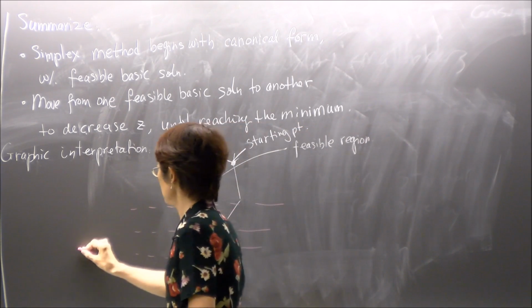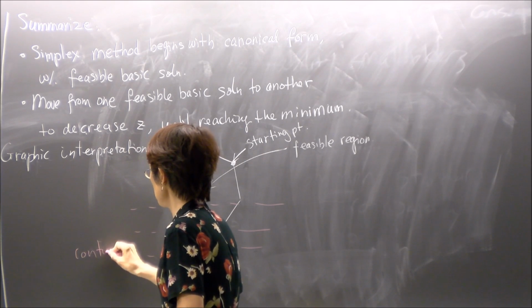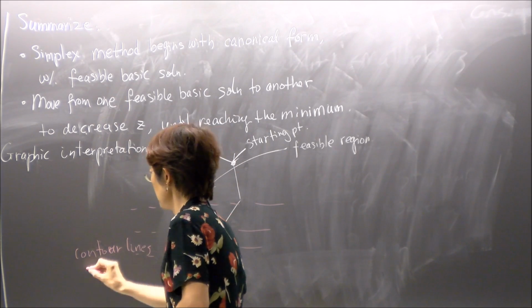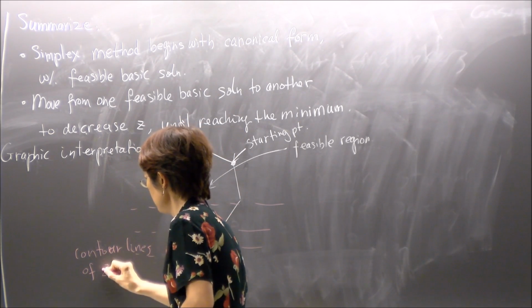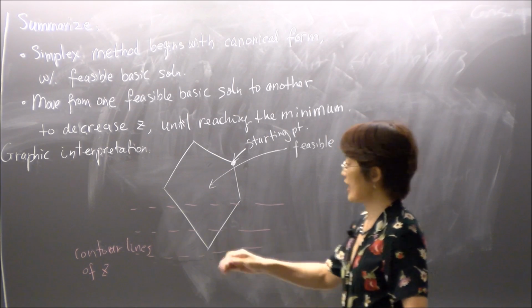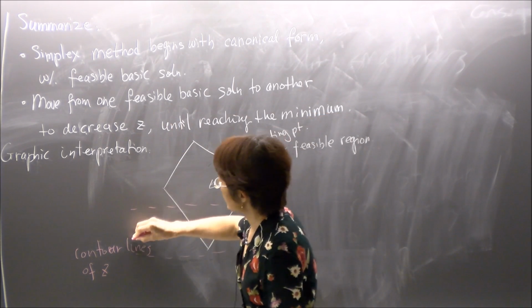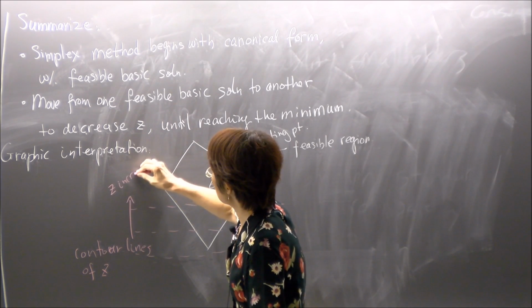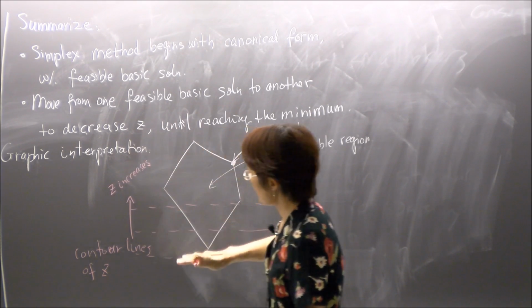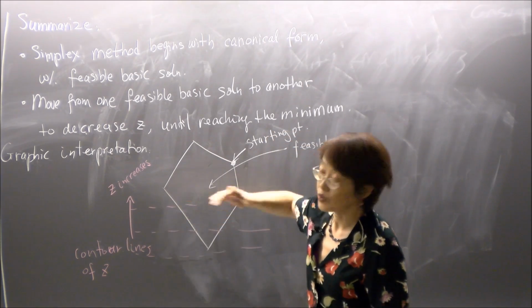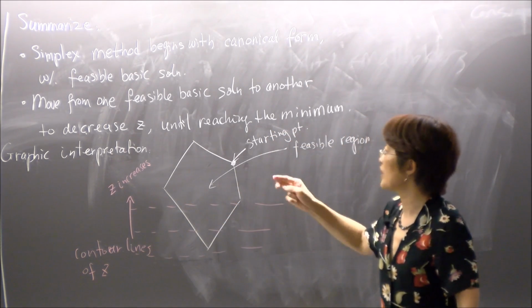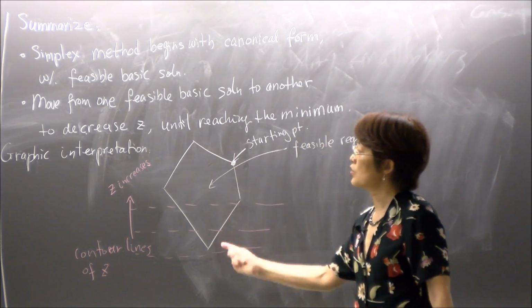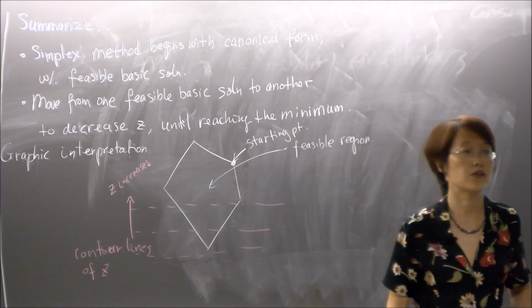Contour lines for z, the objective function. And let's say if I move up, z increases. So z increases if I move from this contour line to the one above. So your goal will be to try to go down, right? In the feasible region, you try to find the point as low as possible.